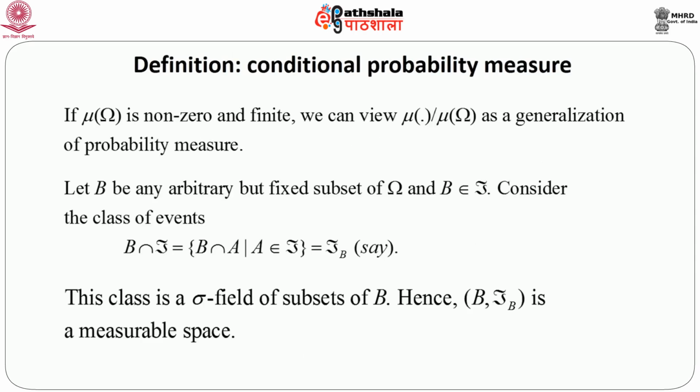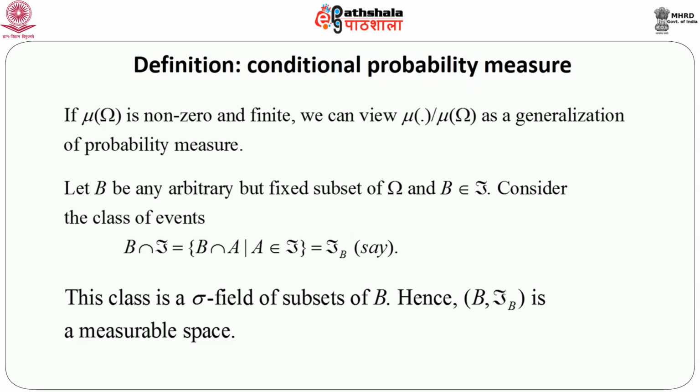Once we define conditional probability, the natural question would be, can we define a probability measure, that is a conditional probability measure, from this conditional probability? The answer is definitely yes. If mu of omega is non-zero and finite, we can view mu of any set divided by mu of omega as a generalization of a probability measure, because this function takes the maximum value 1, since mu of omega is finite. So naturally this can be treated as a generalization of a probability measure.